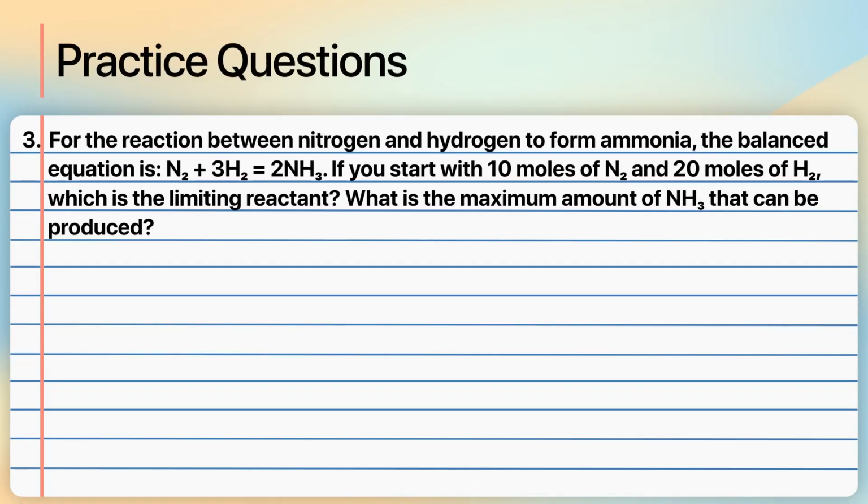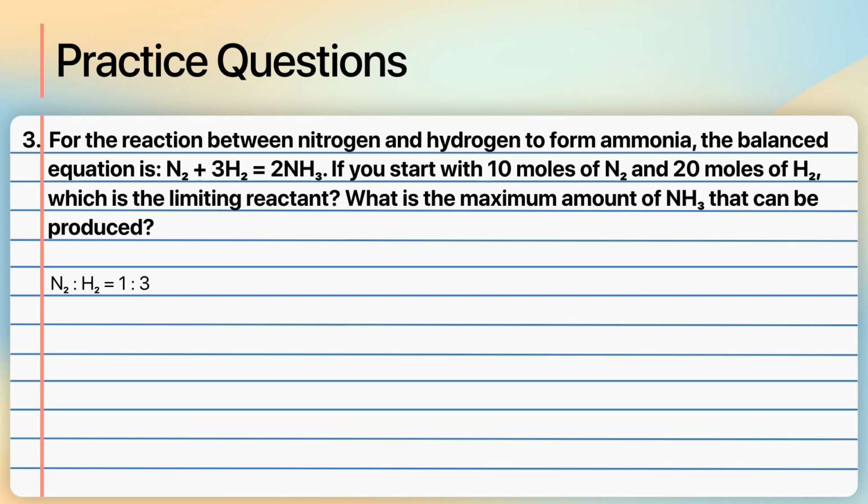Question 3. For the reaction between nitrogen and hydrogen to form ammonia, the balanced equation is as follows. If you start with 10 moles of nitrogen and 20 moles of hydrogen, which is the limiting reactant, and what is the maximum amount of ammonia that can be produced? First, identify the mole ratio from the balanced equation. The ratio of nitrogen to hydrogen is 1:3.